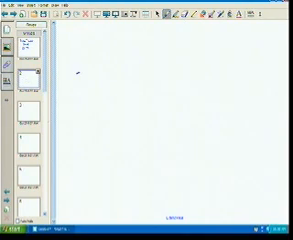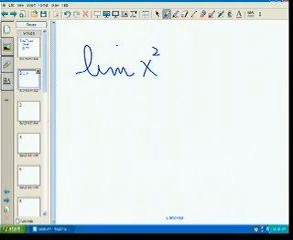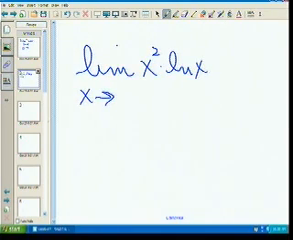So let's try this limit problem. x squared times natural log of x as x approaches 0. You have to put a little disclaimer up there. We have to approach 0 from the right. Why is that?